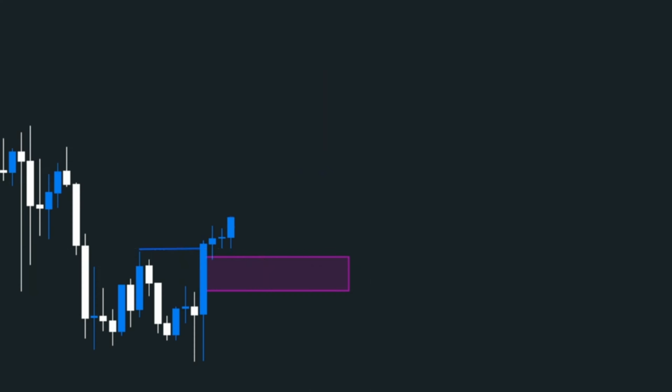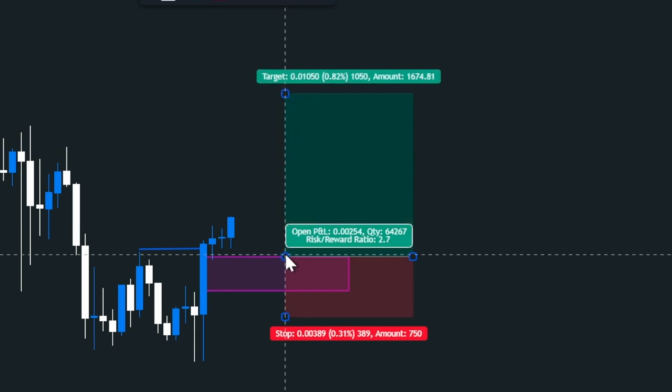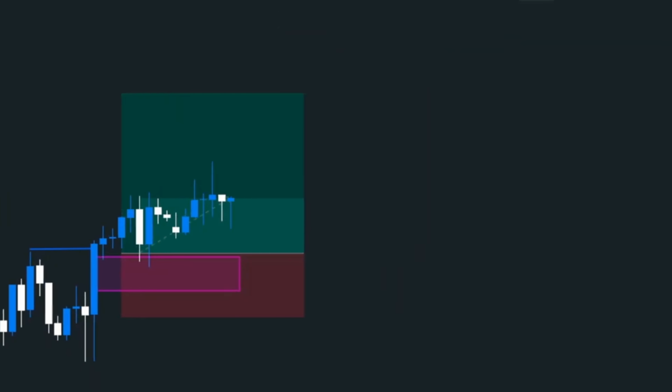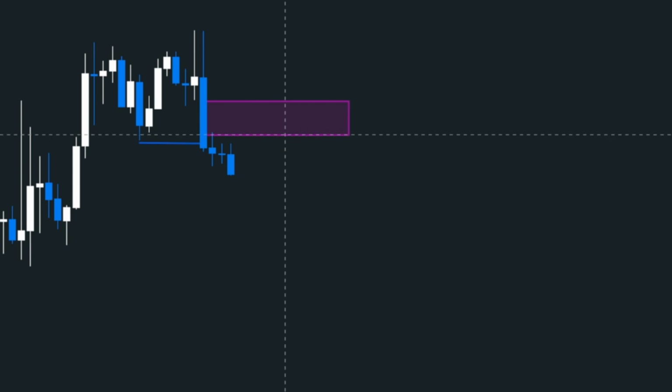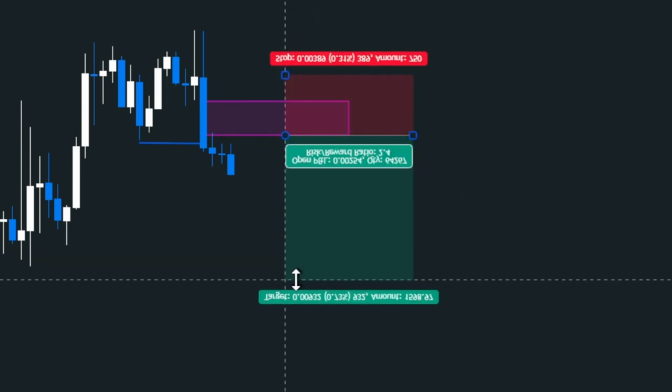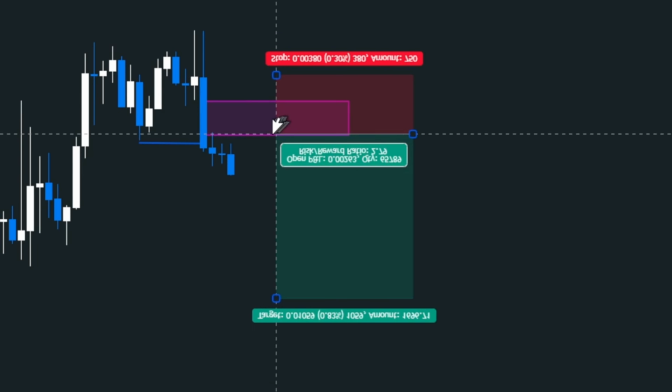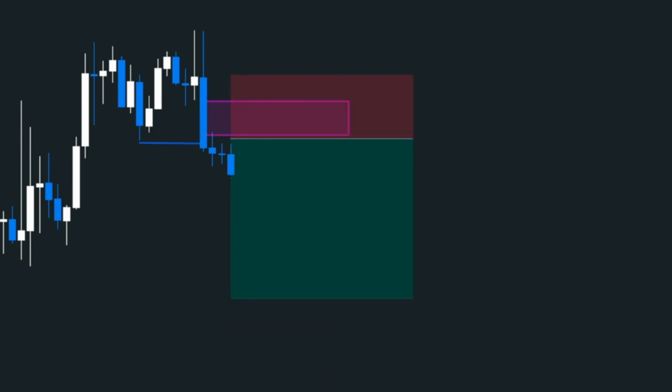This approach helps you enter the trade at a more favorable price, increasing your potential profit. On the flip side, in a downtrend, the same strategy applies. When the price retraces into a fair value gap, you can enter a short position, riding the wave of the market's momentum.